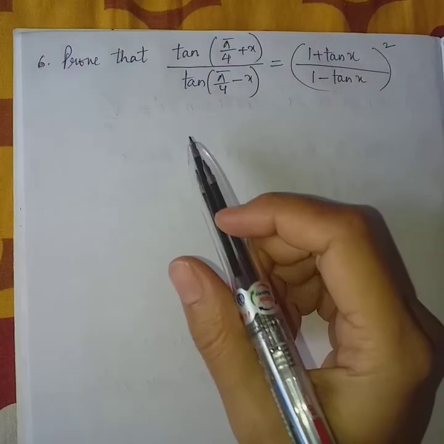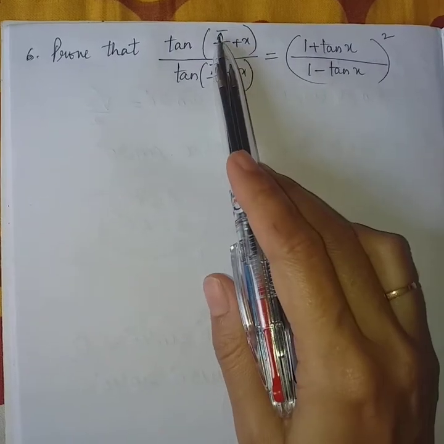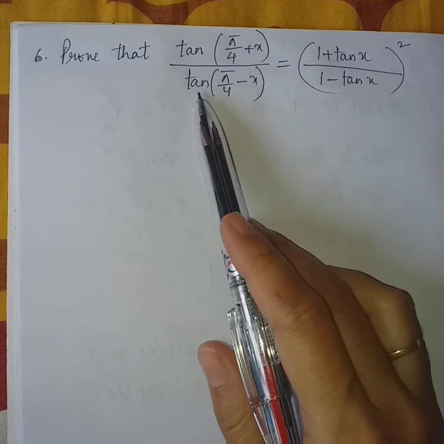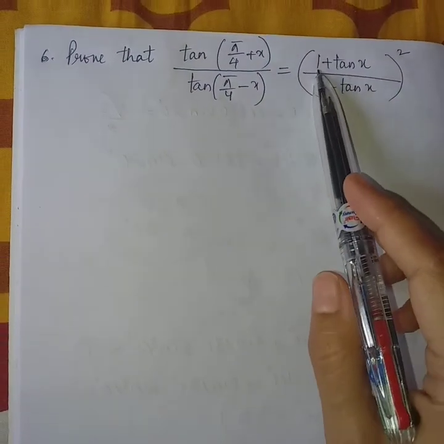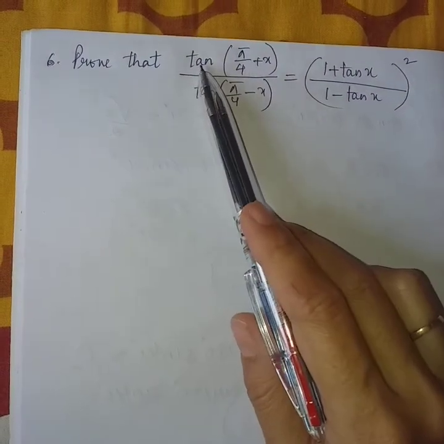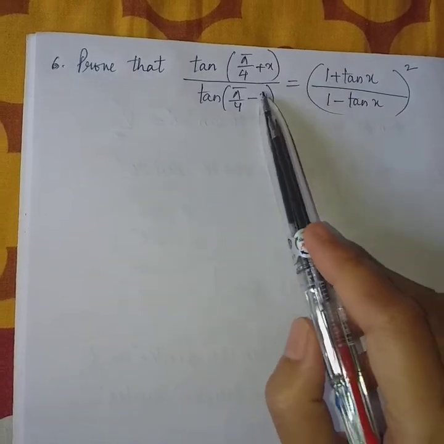Let us solve a few more problems. Prove that tan of the sum of the angles pi by 4 plus x divided by tan of the difference pi by 4 minus x equals the right hand side. So here we see that this is tan of the sum of two angles and tan of the difference of two angles.